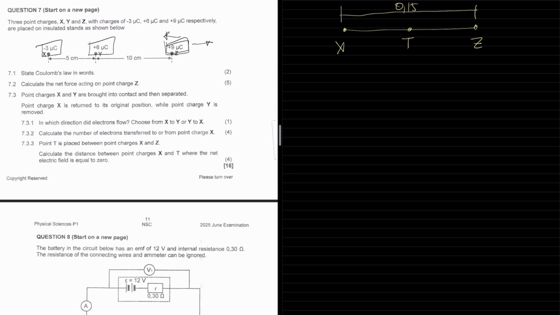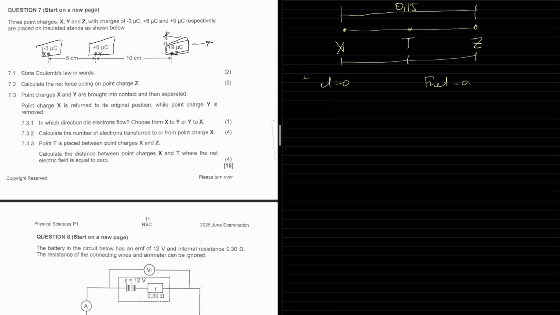So they want to know, calculate the distance between point charges X and T where the net electric field is equal to 0. Okay, so if the E net is equal to 0, it means that the F net is equal to 0. So in other words, the force of X on T would be the same as the force of T on Z, or the electric field at T due to X will be equal to the electric field at T due to Z. So all we need to do is equate the electric fields.